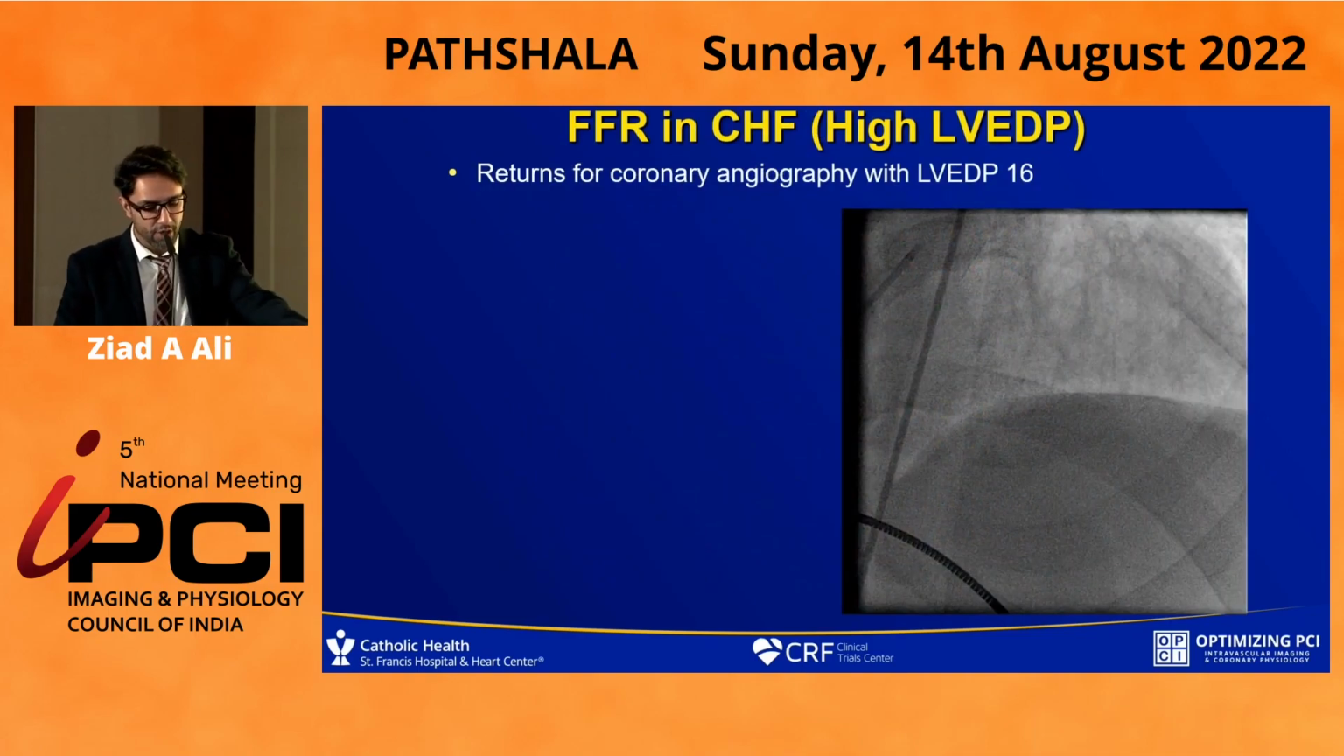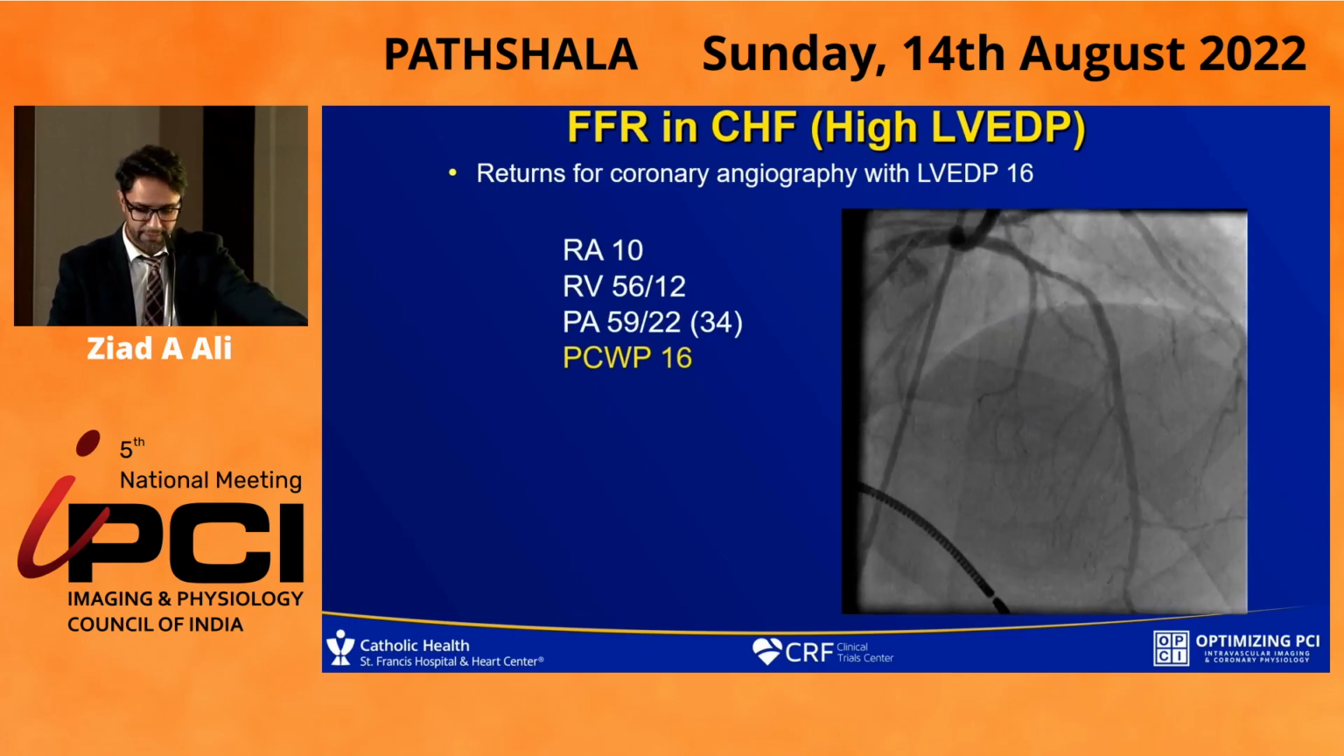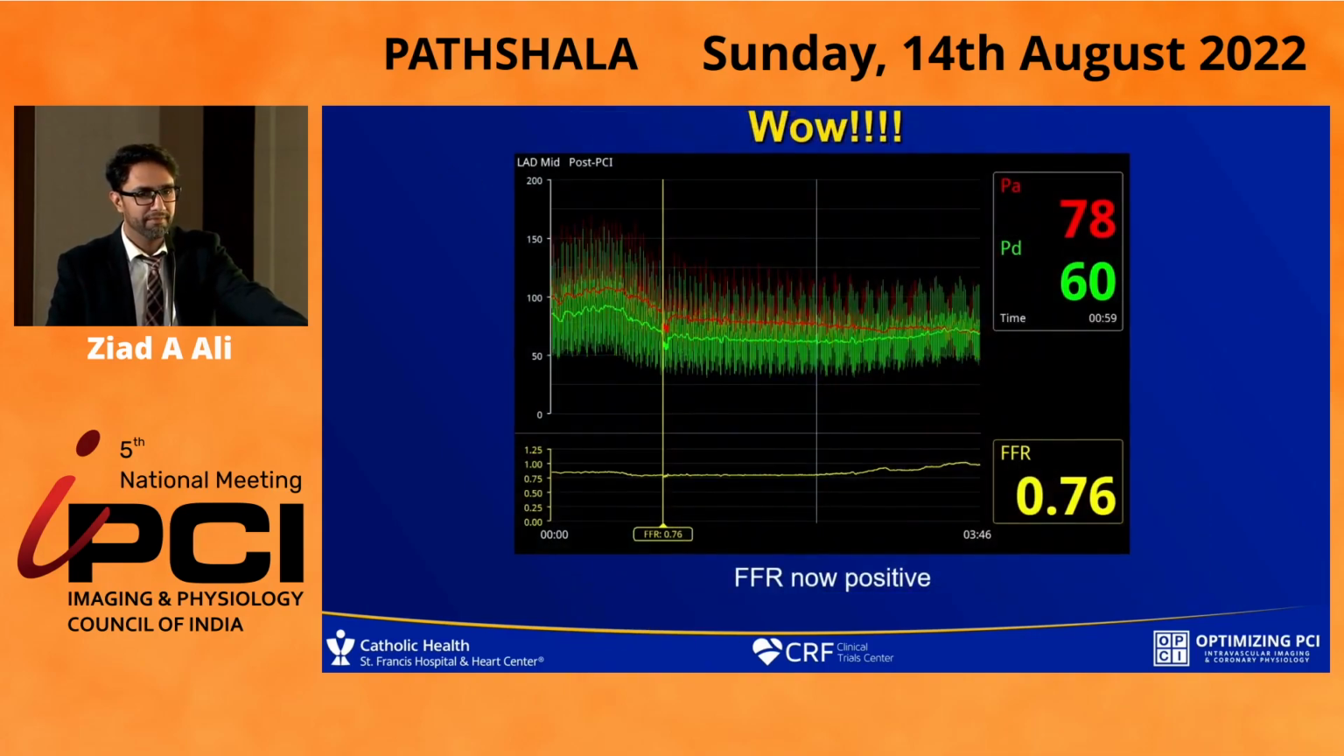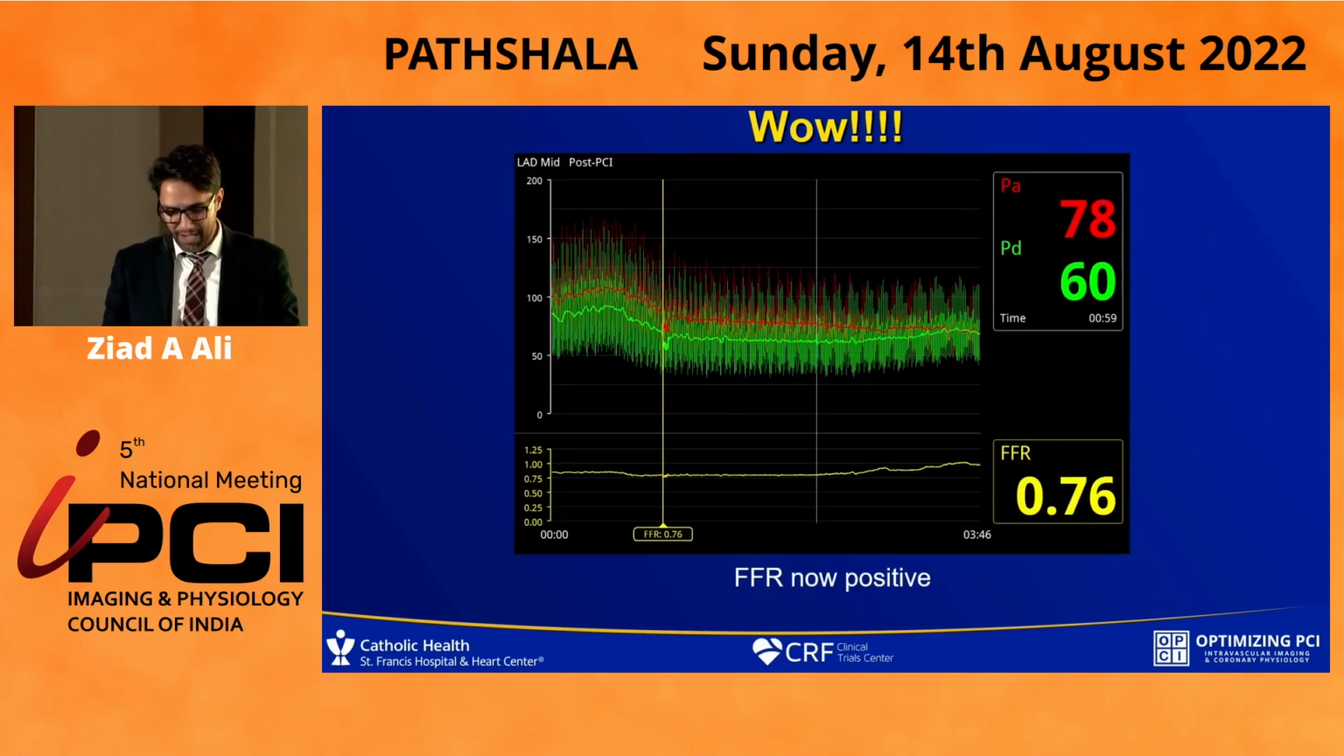So he comes back for coronary angiography with an LV EDP now of 16. These are his filling pressures, okay? And we do an FFR. 0.76. It's literally the calculation that we had done earlier on. Why is the FFR now positive? I did the testing. I brought the wedge pressure down. It was totally negative. And now his FFR is 0.76. And, I'm pretty diligent with making sure that you get hyperemic and that the patients have the response. And we have a pretty good protocol.